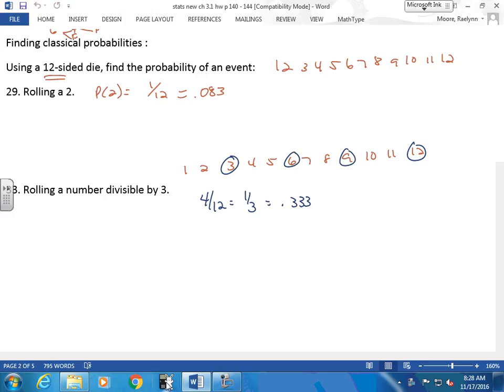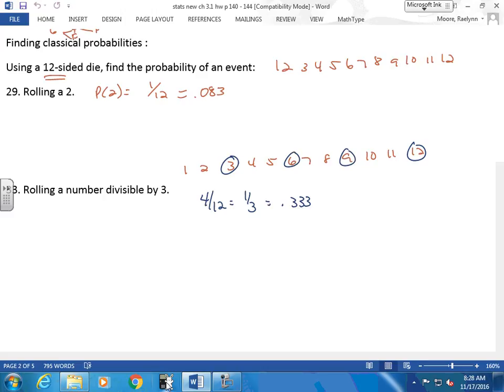All right, so number 29. You have a 12-sided die, which means you have 12 faces to this die. So 1 out of 12 is your probability for rolling each one of the faces. For rolling a number divisible by 3, look to see which numbers can be evenly divided by 3. Those are your multiples of 3. So 3, 6, 9, and 12. You have 4 possibilities out of 12. You can give it to me as a fraction. You can give it to me as 3 decimals.